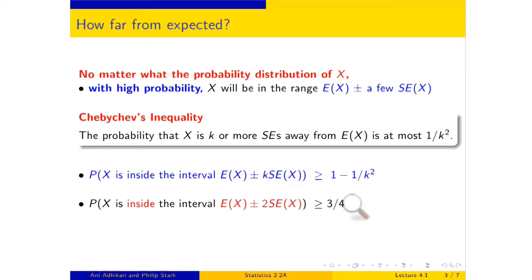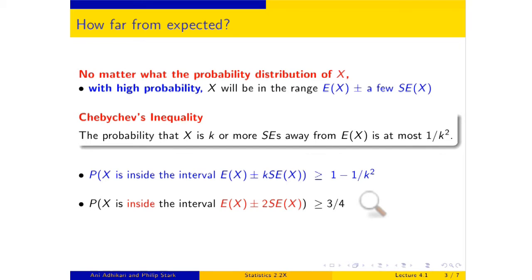And this is the same result that you had before, which is that if you look at a list of numbers, any list of numbers at all, then the proportion that lies in the interval average plus or minus 2 SDs has to be at least 3/4, no matter what the shape of the distribution. Same result, just for random variables.